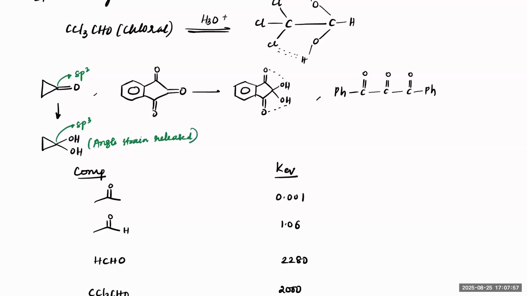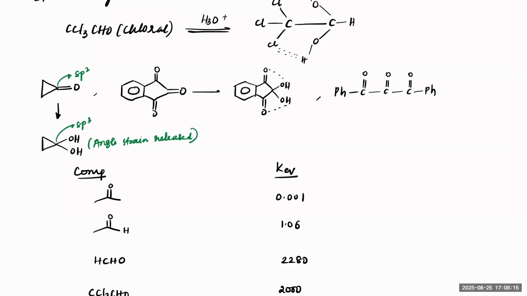So you can see, sp3 is better than sp2 because sp2 has to maintain 120 degrees but it is maintaining 60. Here it has to maintain 109 degrees. So it is less deviation, right? So the strain is less. Got it?